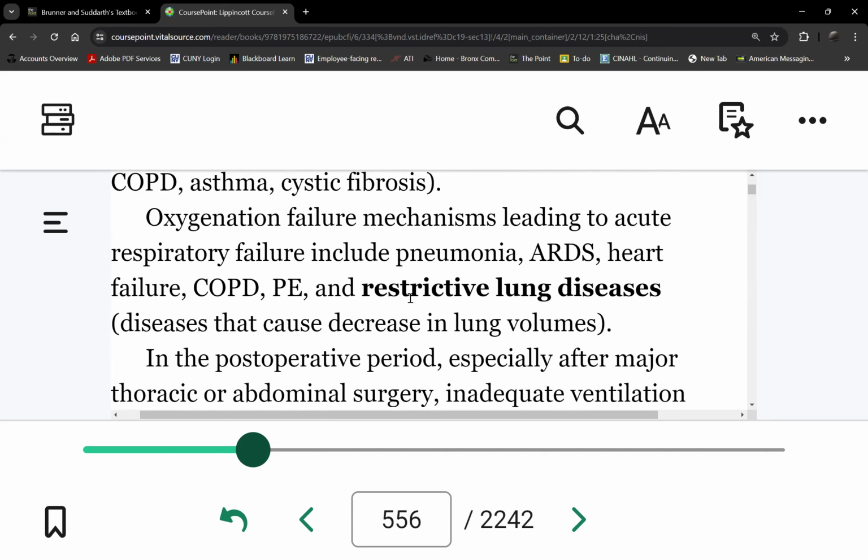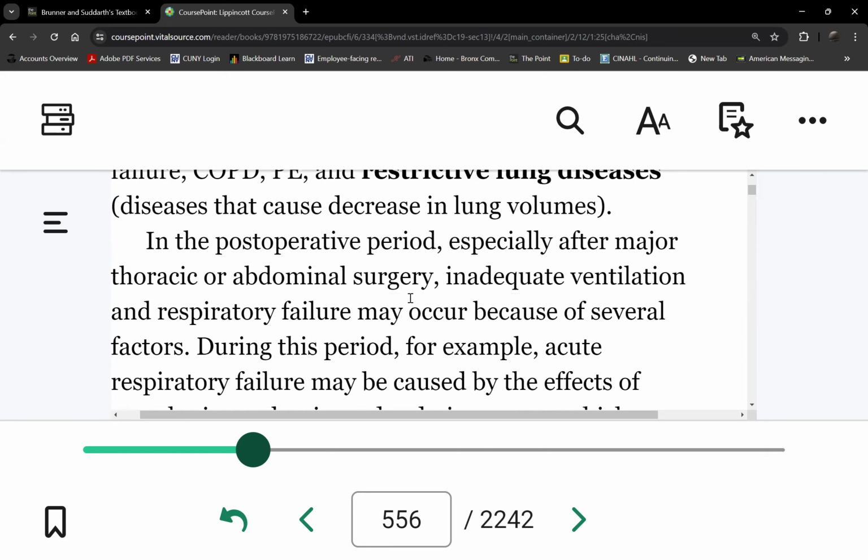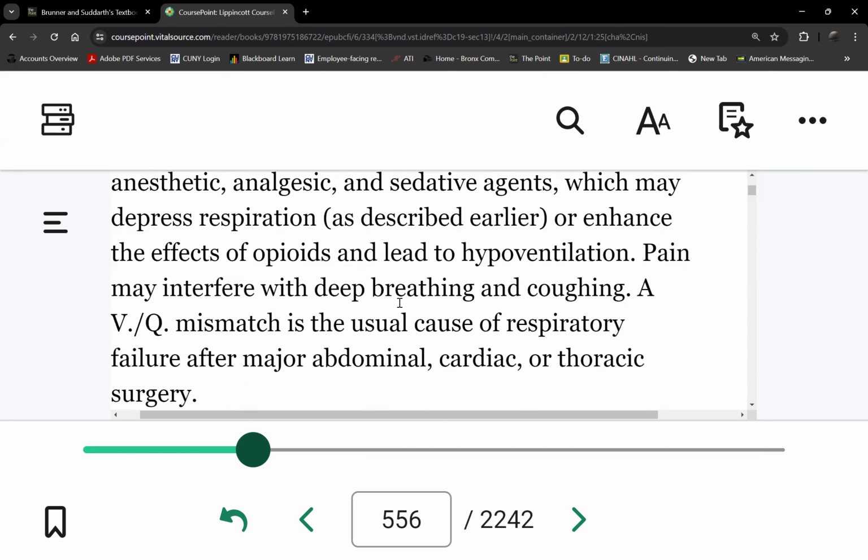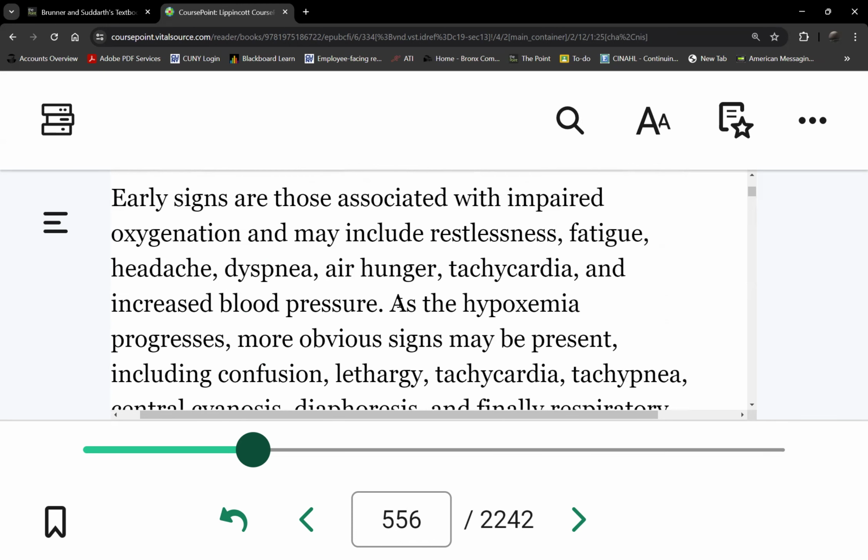In the case of burns, I would say that would be under hypoxemic. Yeah, because that leads to ARDS, meaning gas exchange is impaired because your lungs are wet. Right. So manifestations, nothing really exclusive to respiratory failure. It's the same as anybody who is in respiratory distress: restlessness, fatigue, headache, air hunger, increased BP. This is present in COPD, pneumonia, right? Nothing exclusively seen in respiratory failure.